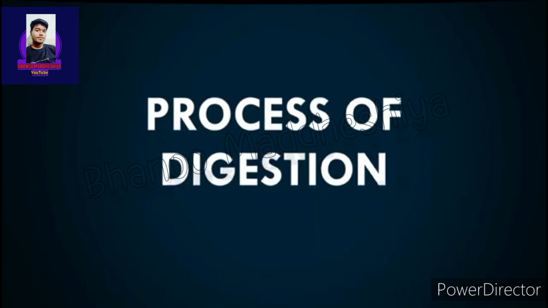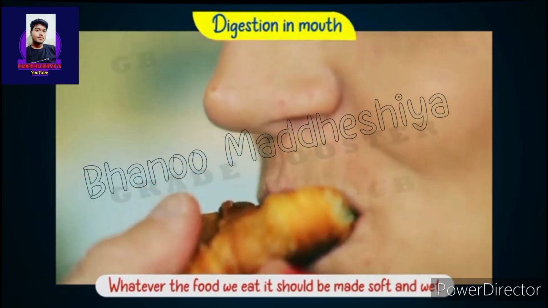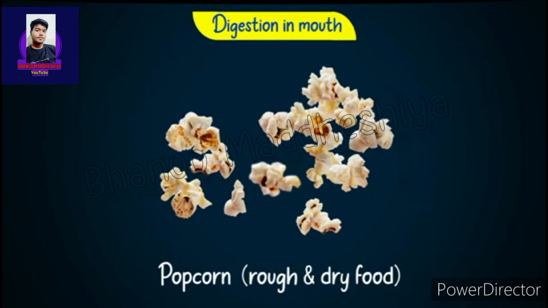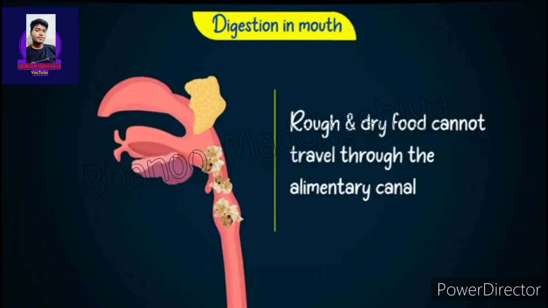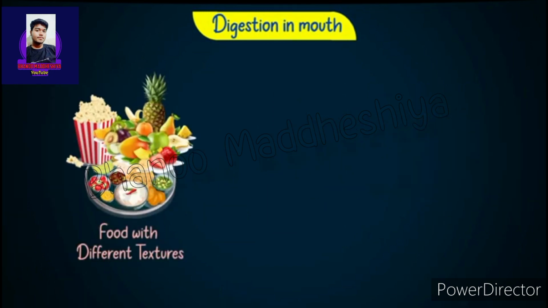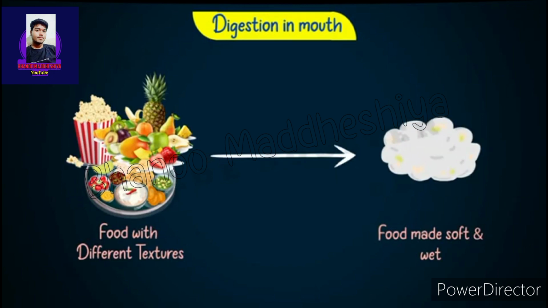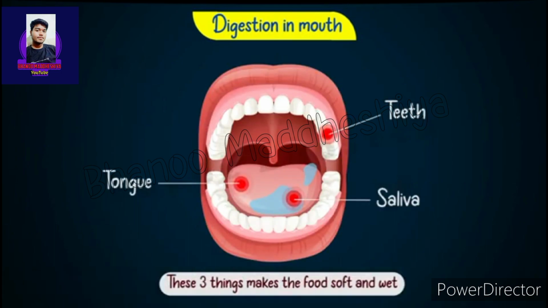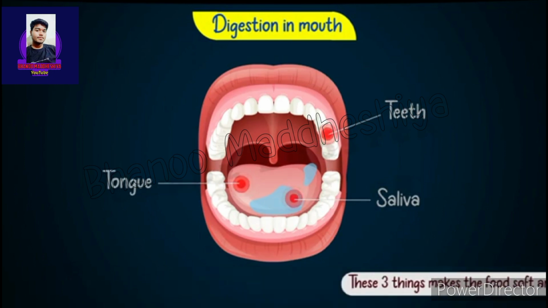Now, let us see the process of digestion. Whatever the food we eat, it should be made soft and wet. Because if it is rough and dry, it cannot easily travel through the alimentary canal. So, whatever the food we eat, it should be made soft and wet before swallowing. Who does this job? The teeth, saliva, and tongue. These three does the job of making food soft.